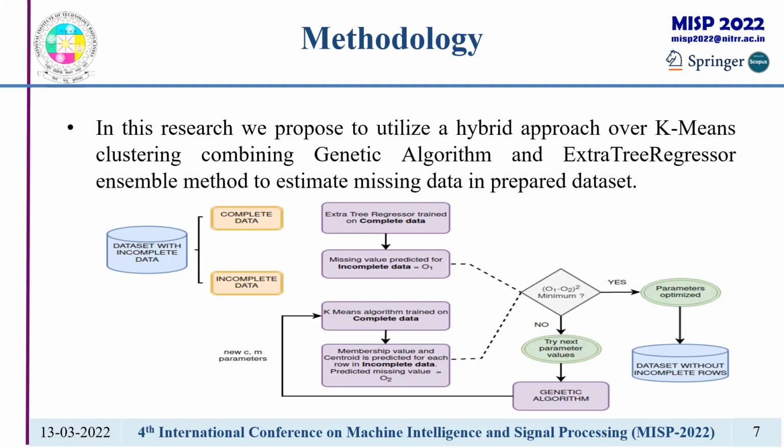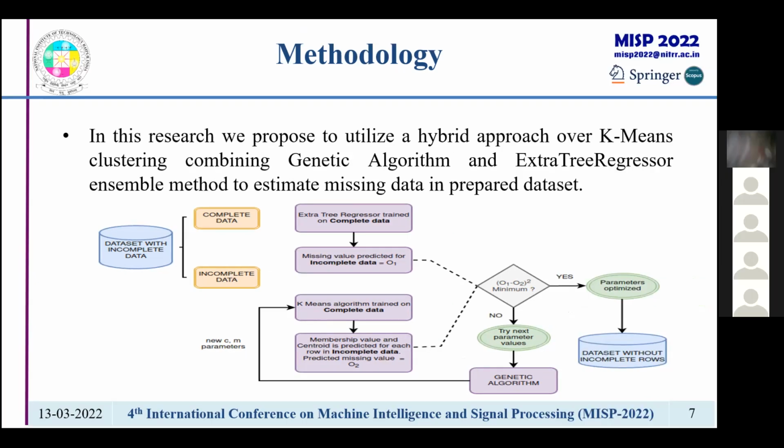So the genetic algorithm is basically used for optimization, because the genetic algorithm simulates the process of natural selection, which means those species that can adapt to changes in their environment are able to survive, reproduce, and go to the next generation. It basically focuses on optimization of the solution. There are some steps like initial population, calculate fitness, selection, crossover, mutation. The main objective is to reduce the error function between the Extra Trees regression and the prediction from the K-means model. The process continues until the error is below the threshold value, and finally missing data are estimated using K-means with optimized parameters.